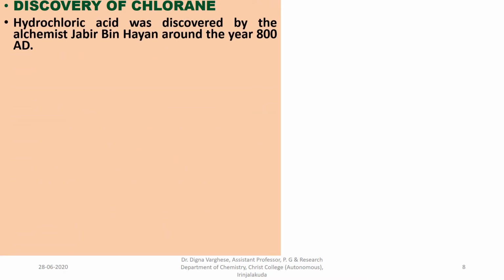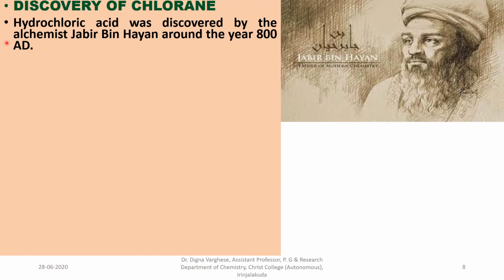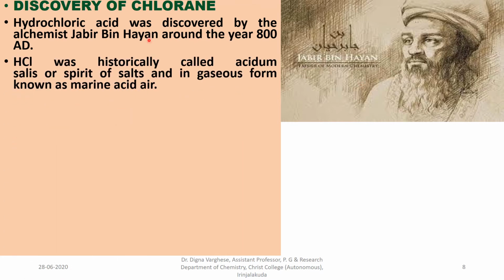Hydrochloric acid was discovered by the alchemist Jabir bin Hayyan around the year 800 AD. Jabir bin Hayyan was known as the father of Arab chemistry. During that time, HCl was historically called acidum salis or spirit of salts, and in its gaseous form it was known as marine acid air.